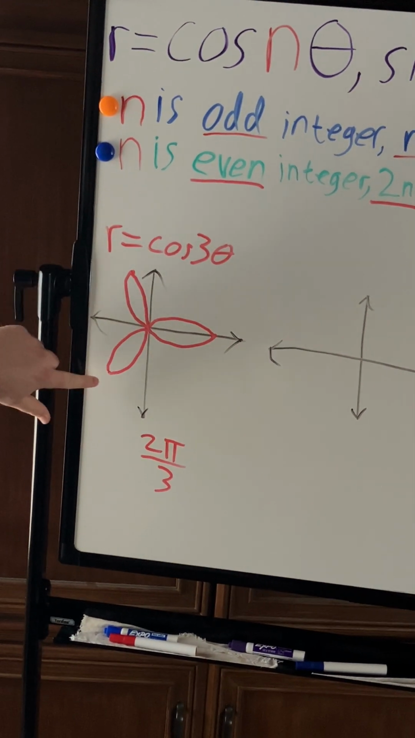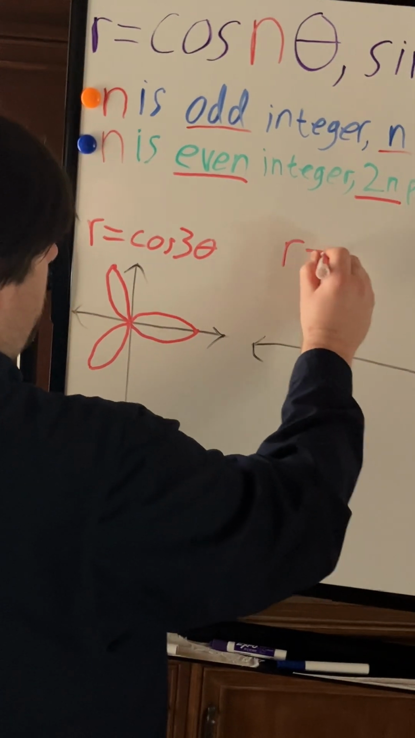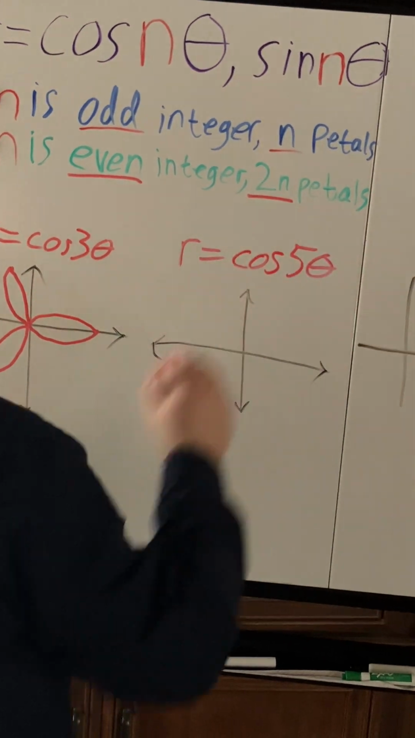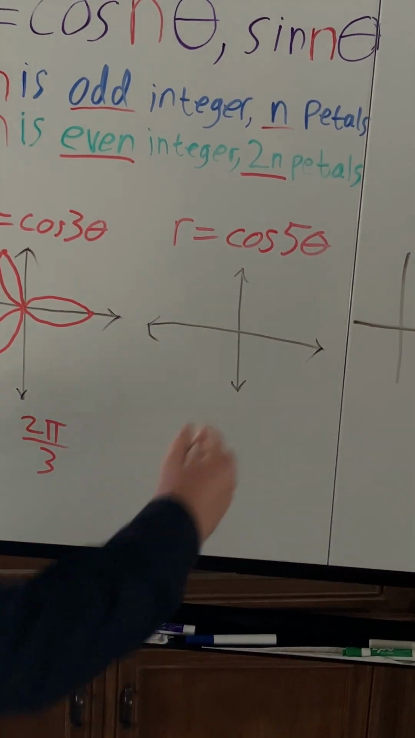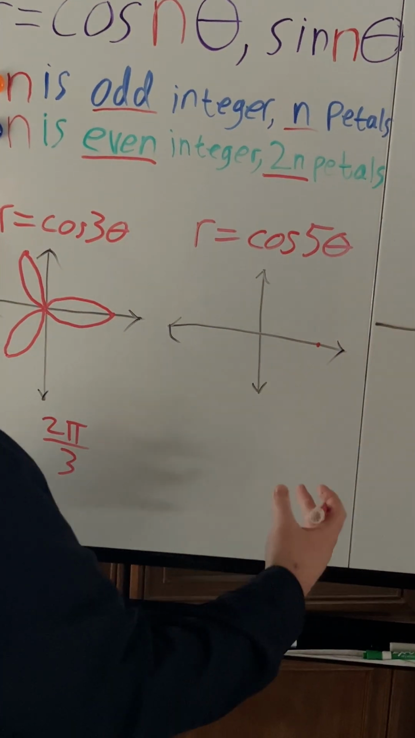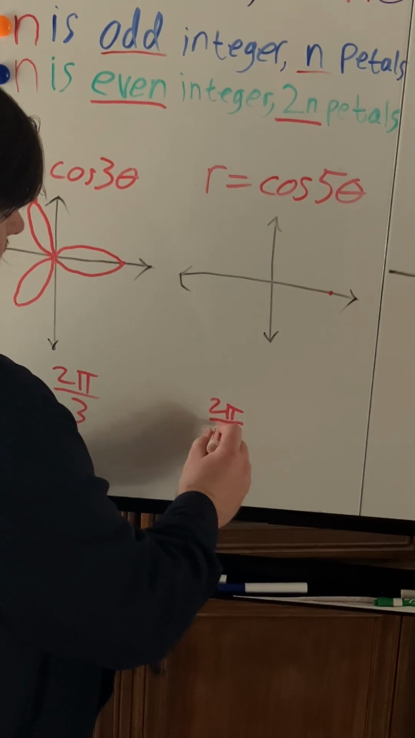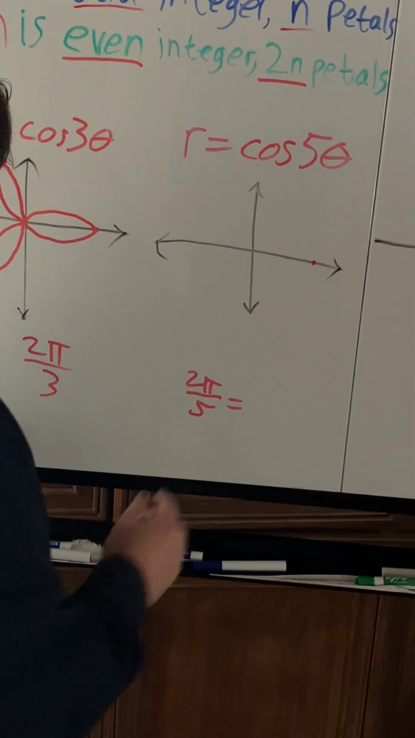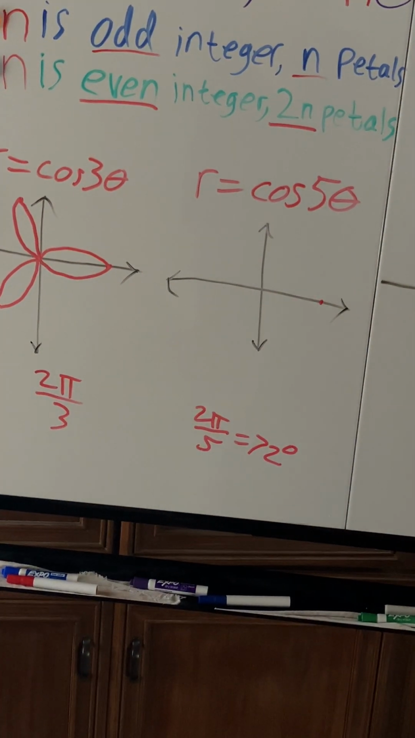Right? 3 petals, they're all evenly spaced. Let's say we had r equals cosine 5 theta. Well, then I would have 5 petals. I'm still going to have one that's right here at 0. But now, instead of being 2 pi over 3 away from each other, they're all going to be 2 pi over 5 away from each other. That's also equivalent to 72 degrees.